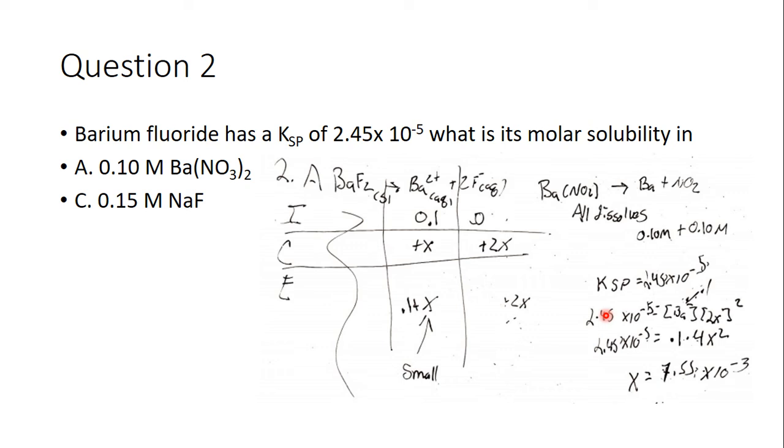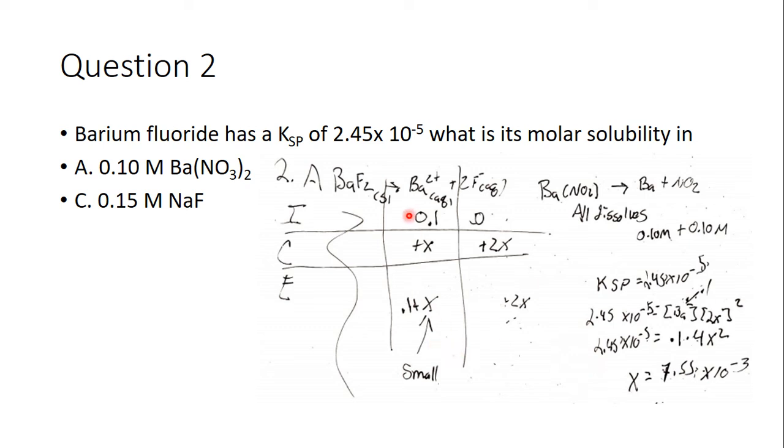Now I can say KSP, which is 2.45 times 10 to the minus 5, equals 0.1, which is barium, times 4X squared, which came from fluorine. Solve for X, and the molar solubility of barium fluoride in barium nitrate is now 7.55 times 10 to the minus 3. So that's called the common ion effect.